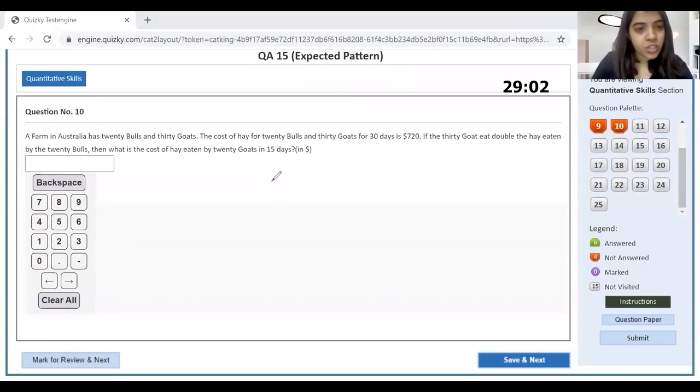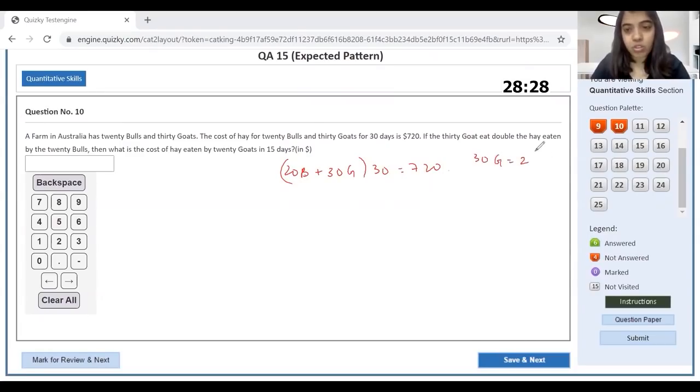Okay. A farm in Australia has 20 bulls and 30 goats. The cost of hay for 20 bulls and 30 goats in 30 days is 720. So let B be the amount that a bull eats in a day. So 20 times bulls plus 30 times goats for 30 days is 720. That is what is given to us, right? The 30 goats eat double the hay eaten by the 20 bulls.